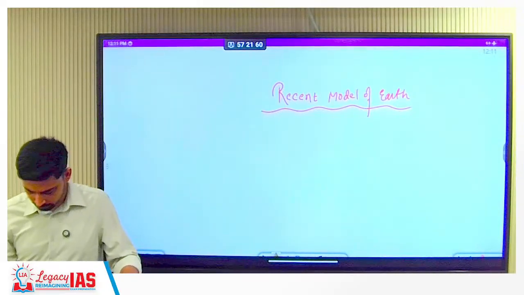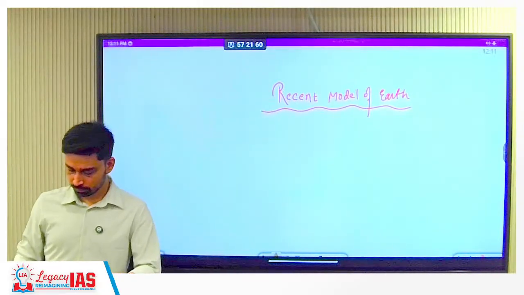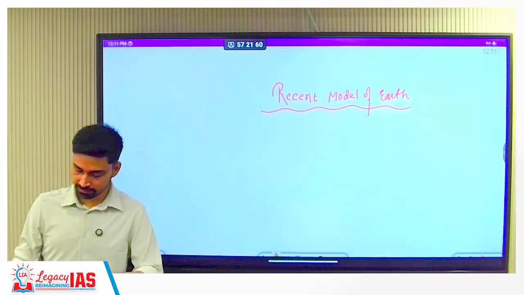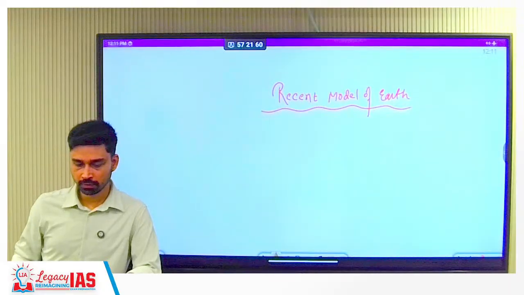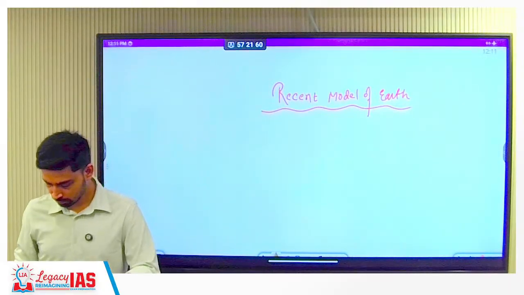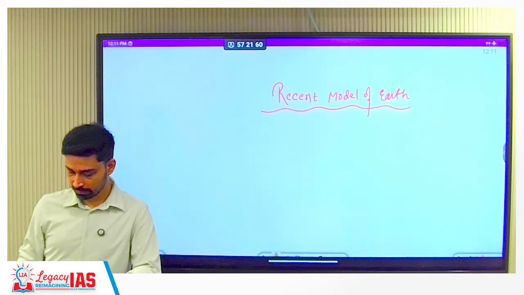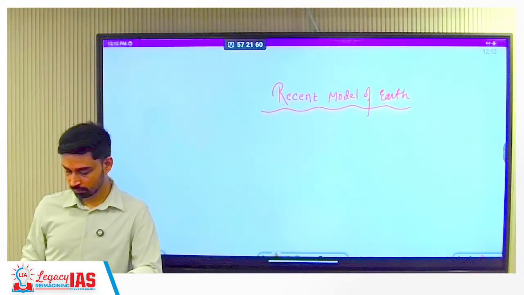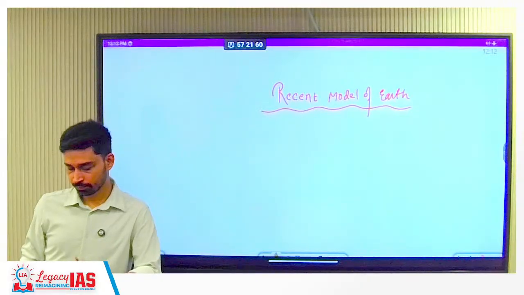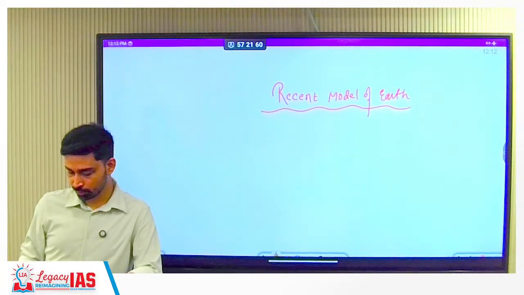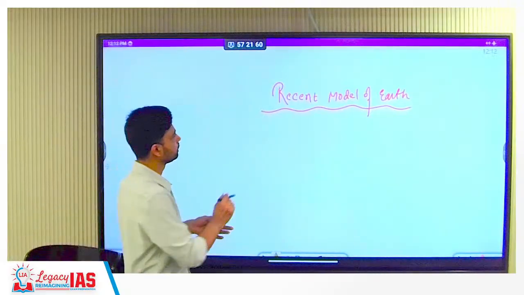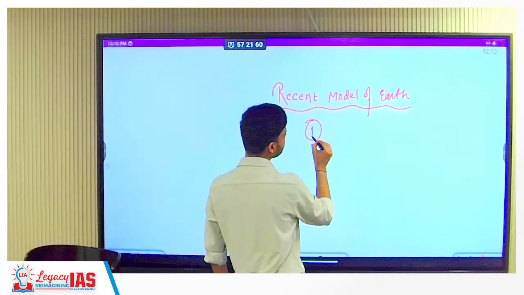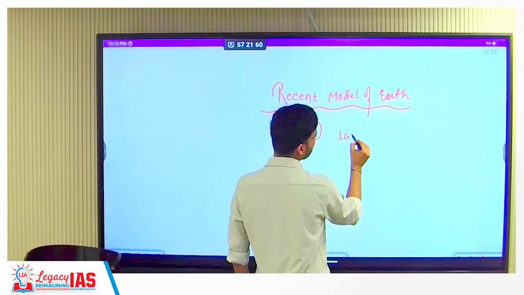recent model of the earth. Right. So, then we can write the next statement. The evidences collected were, first, what is the first evidence? So first is lava sample.